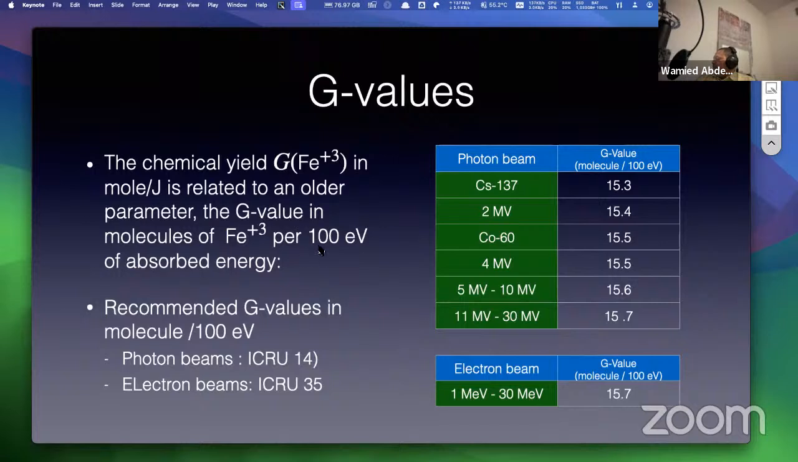So these are some of the recommended G values in molecules per 100 electron volts. For photon beams, ICRU 14 lists them, and for electron beams, ICRU 35. This is what it means: if we have an energy of 100 electron volts, this could produce 15.5 molecules, transforming 15.5 molecules to Fe3. That's what it means.